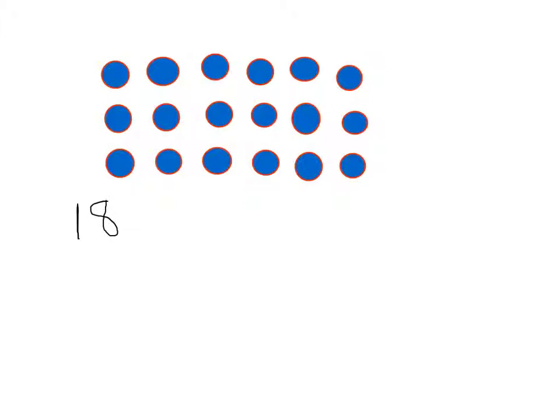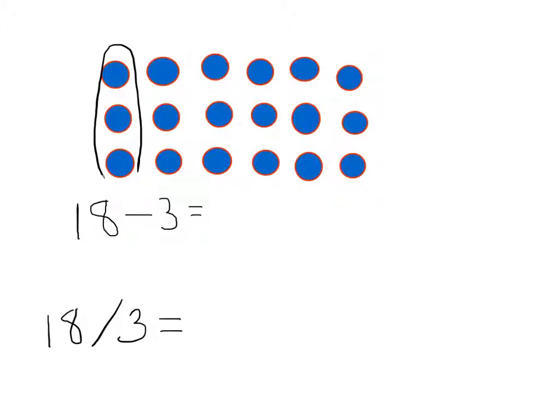Let's take our total of 18, 18 total circles, and let's take away that same problem, 18 divided by 3. We're going to take away a group of 3. If I have 18 and I take away this group right here of 3, I'm left with a total of 15. If now I take away 3 from my 15, I'm left with 12. And we're going to repeat that.